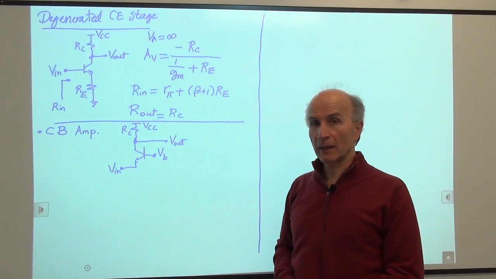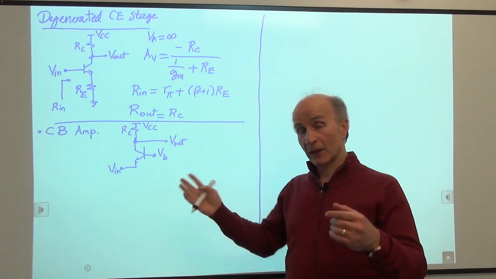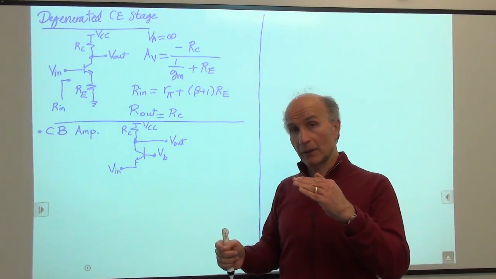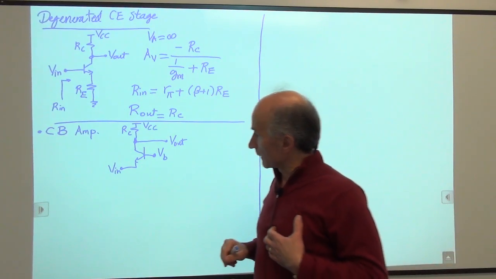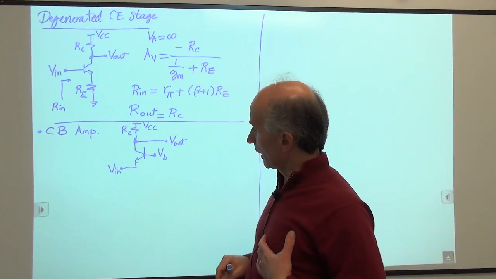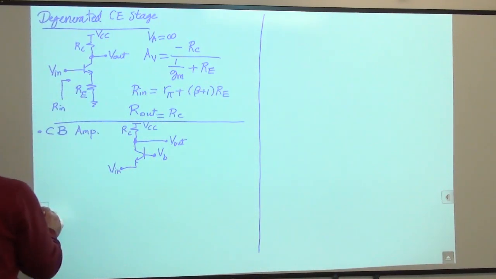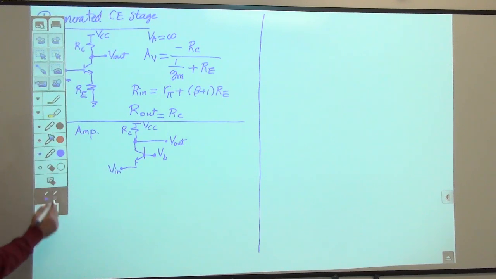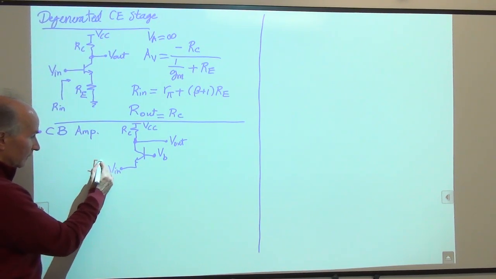Okay, so that is a common base stage. It's recognized because the input signal goes to the emitter and the output comes out of the collector. All right, so we can see what happens here in terms of amplification. Suppose this input changes by some delta V.